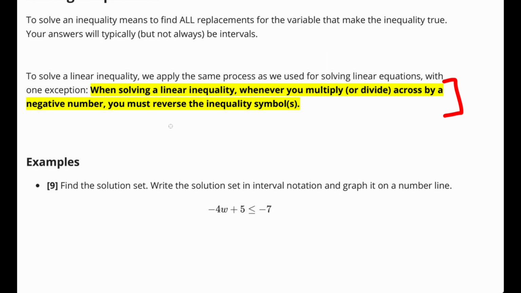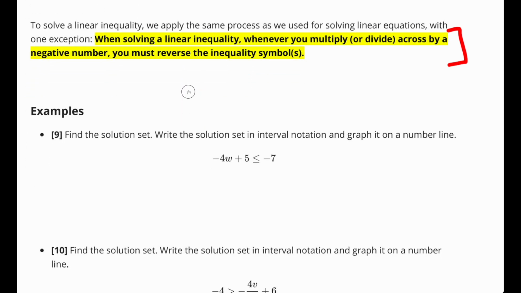So anytime we're dividing or multiplying by a negative, you have to flip that symbol. Because essentially when you're multiplying by -1, you're changing the entire direction of the numbers on the number line. If you think about it, if you're going to the right and you multiply by -1, negative is to the left. And vice versa, you're flipping the direction of it. So you have to flip the inequality symbol is the moral of the story.